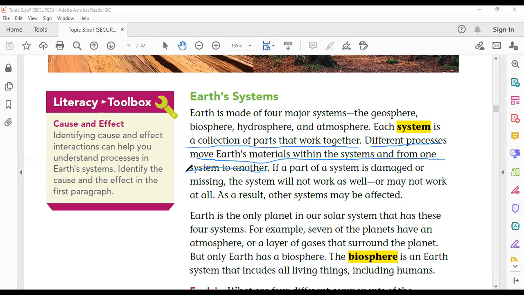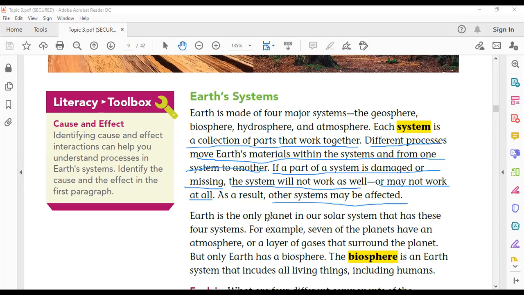And these systems, the biosphere, geosphere, hydrosphere, and atmosphere, are related and connected. They can't work alone. If a part of a system is damaged or missing, suppose that one of them is damaged, the system will not work as well or may not work at all. Of course, because they depend on each other, they work together, and the other systems may be affected. Is this clear? Fine.